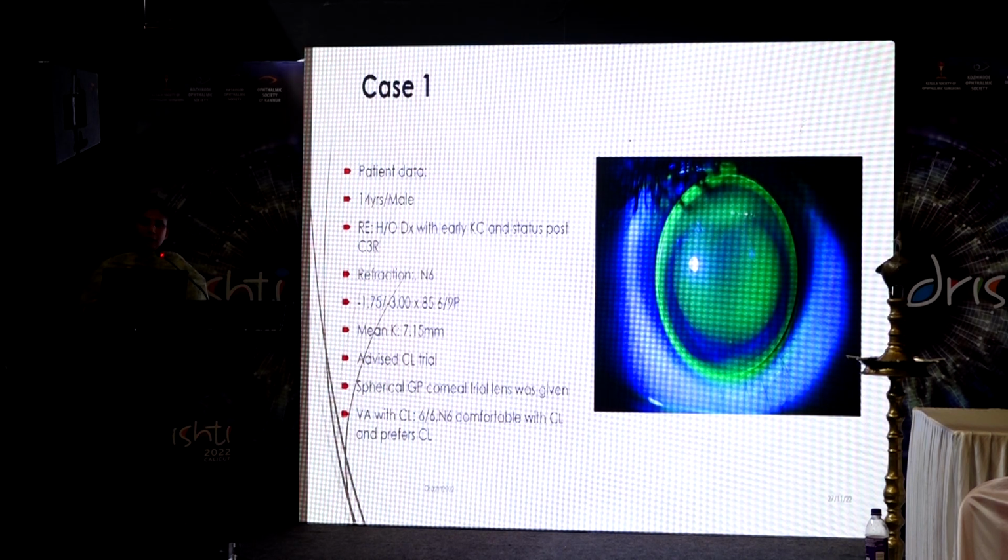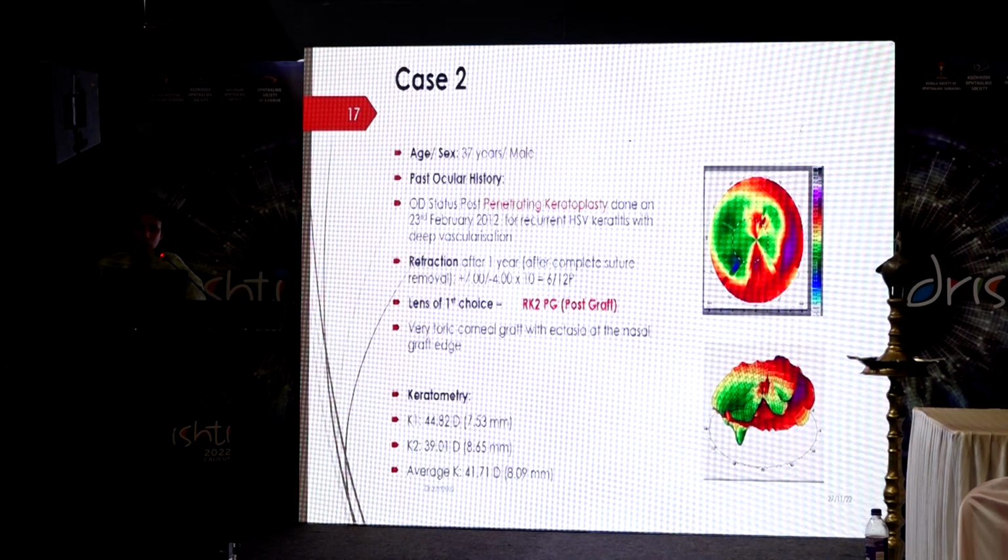That's the reason why I have given this condition, because for keratoconus, scleral lenses have become a mantra for most of the contact lens practitioners in the country today. So this is again a case, a 37 year old male with post PK. There are specialty lenses with a post-graft design available. As you see in the topographical picture, the periphery is extremely steep and it is quite decentered also. So as a protocol, I usually try a corneal RGP lens design first.